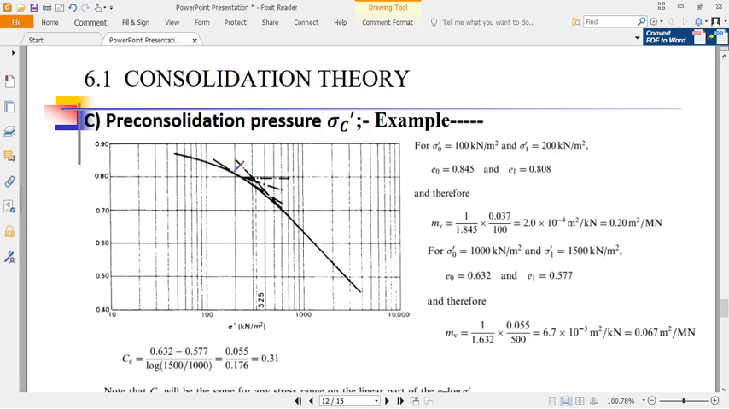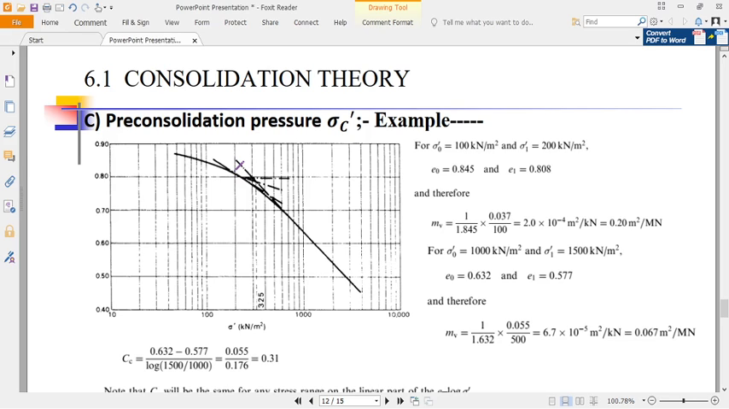Then from the equations of MV, you determine the MV. Then also do the same for the next range. Is that okay? Okay, and that's it. Now this parameter is very important in determining consolidation. Let us now go and determine consolidation.